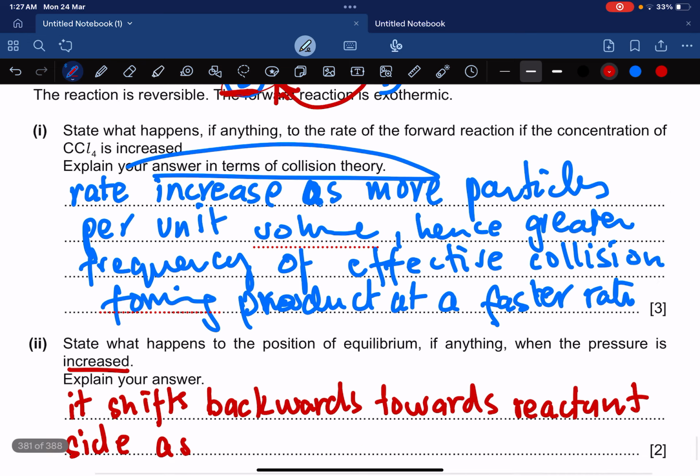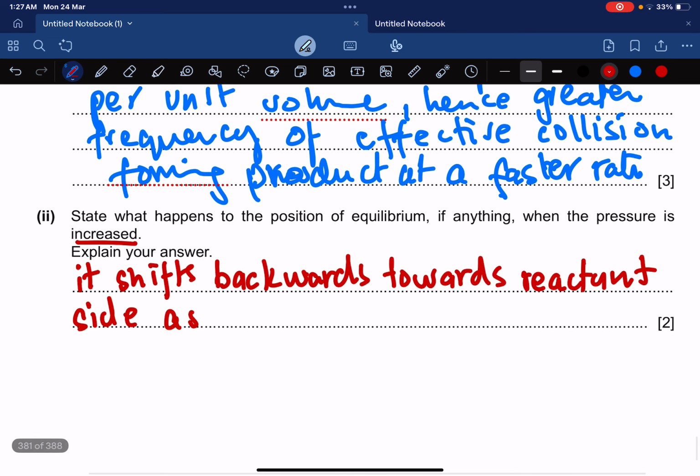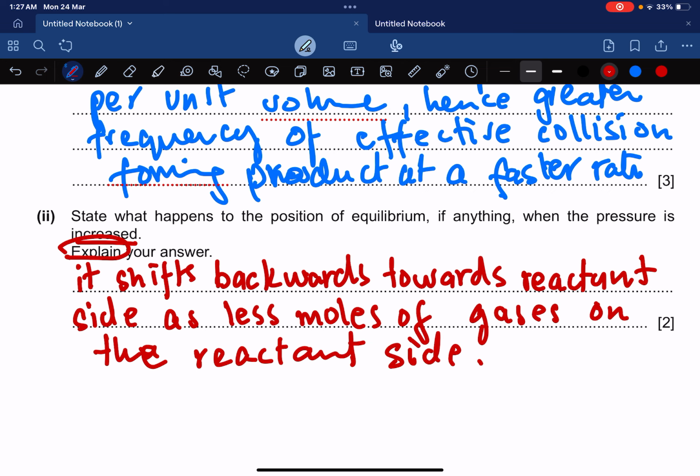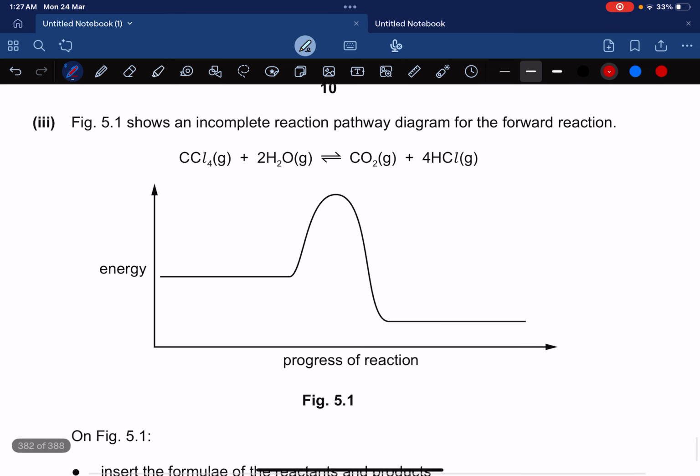as there are fewer moles of gases on the reactant side. Why have I written this? Because they said we also have to explain. Fewer moles of gases on the reactant side, or you could write that there are more moles of gases on the product side. Okay, let's move on.